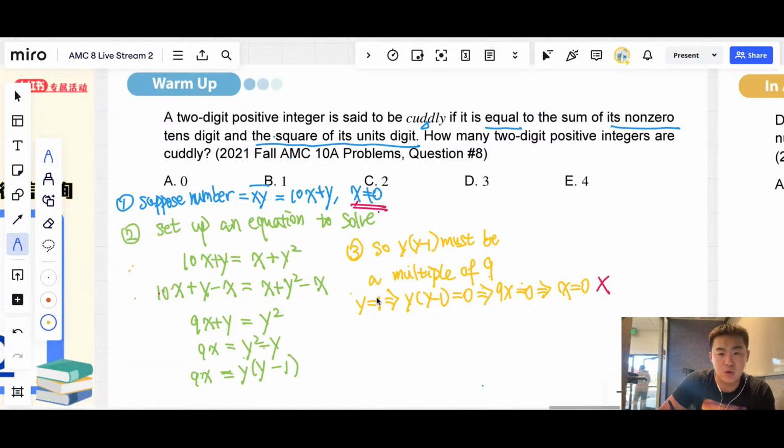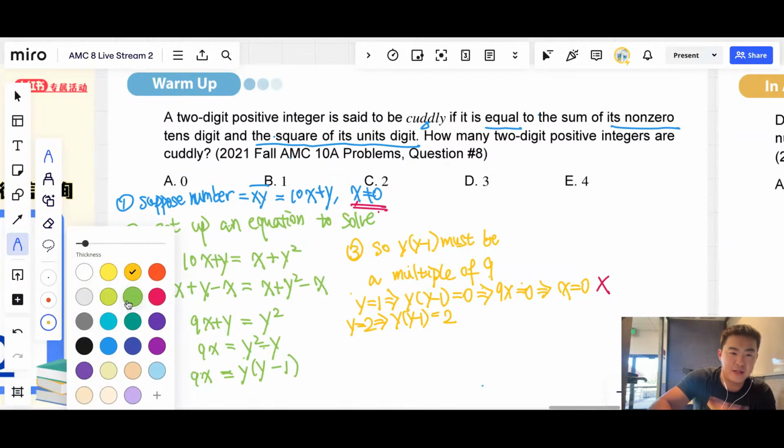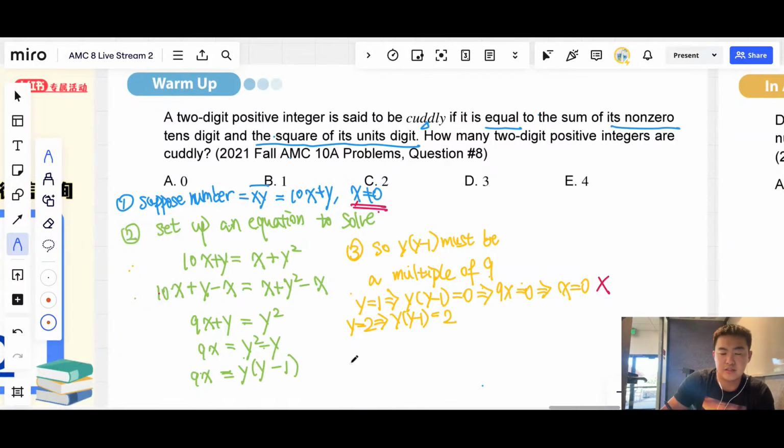Good. So y equals 2. This will give you y times y minus 1 equals 2. Is 2 a multiple of 9? No. So this number doesn't satisfy the requirement. So another cross for y equals 2 in this case.